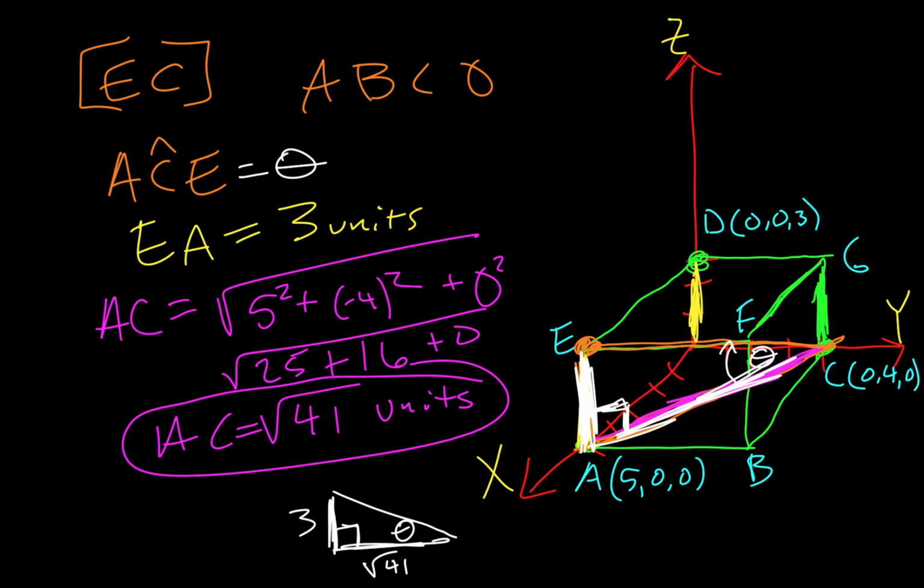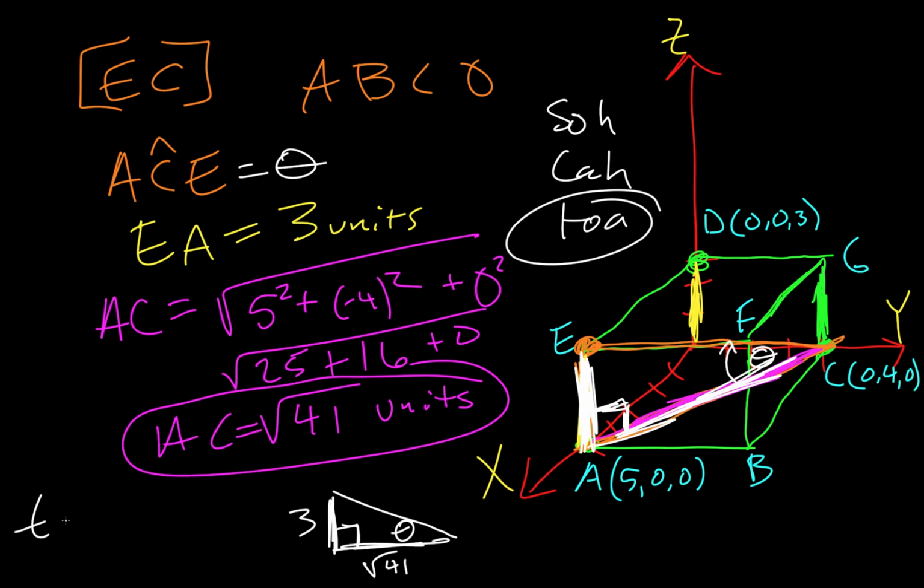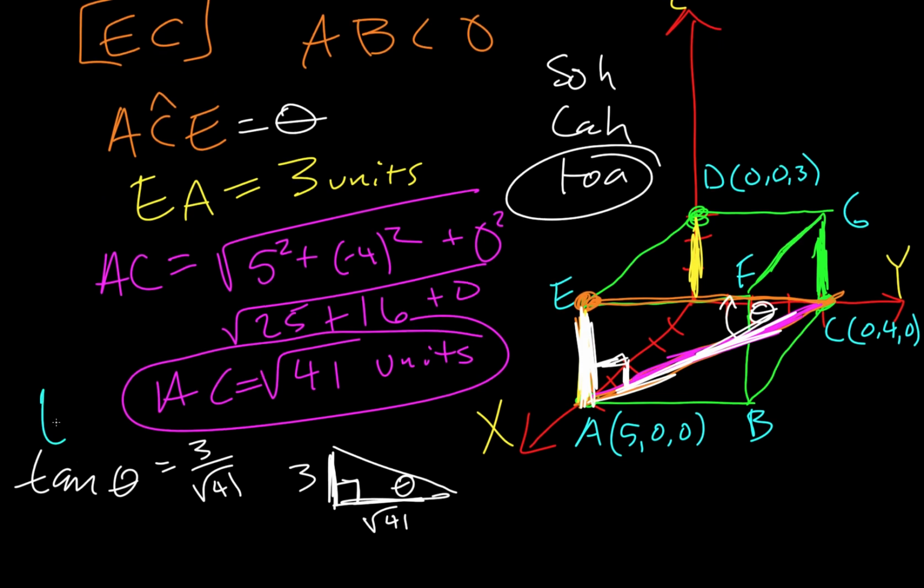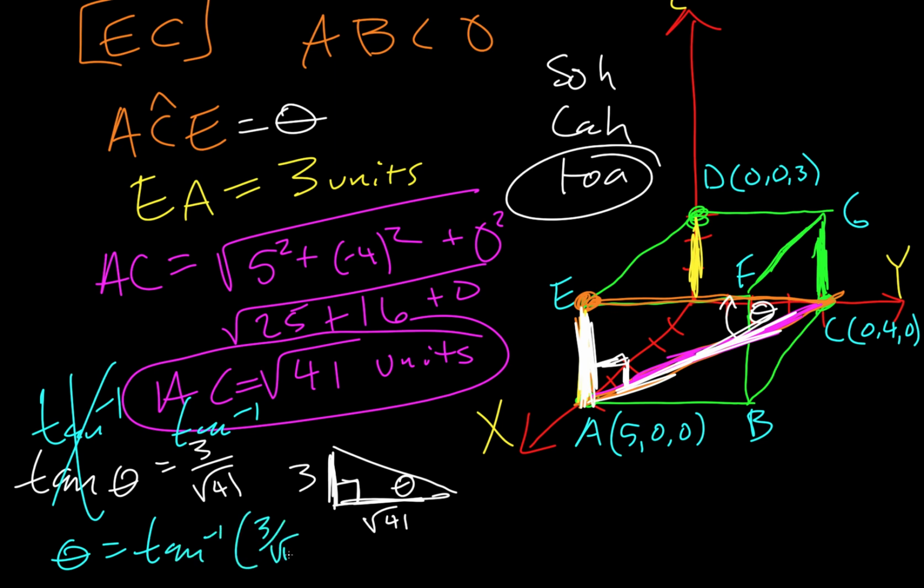And so if we go back to SOHCAHTOA, we have the opposite and the adjacent. So we're going to use a tangent. So tangent theta equals opposite over adjacent. And if we do inverse trig on that, we'll do an inverse tangent. So we have theta equals inverse tangent 3 over square root of 41.